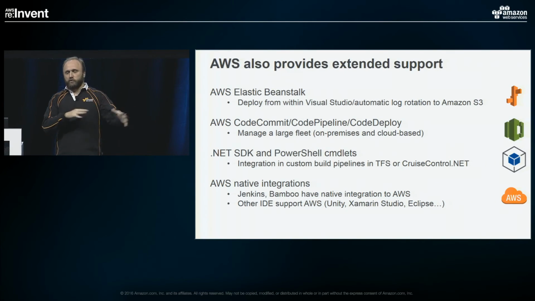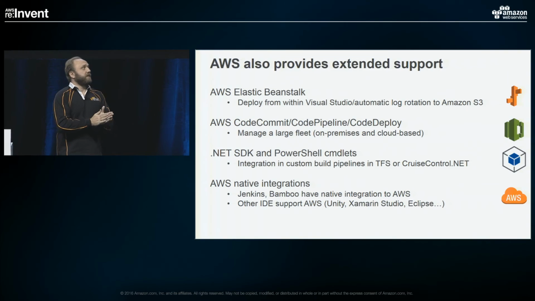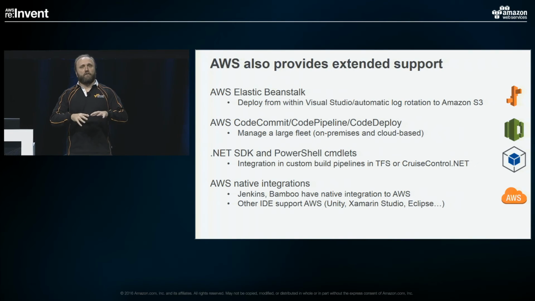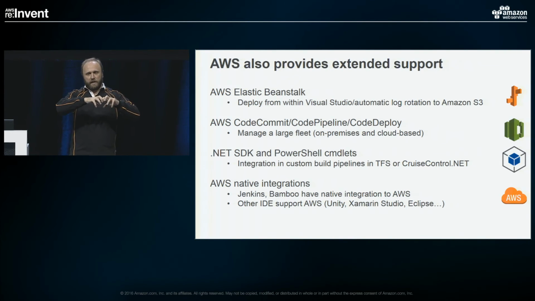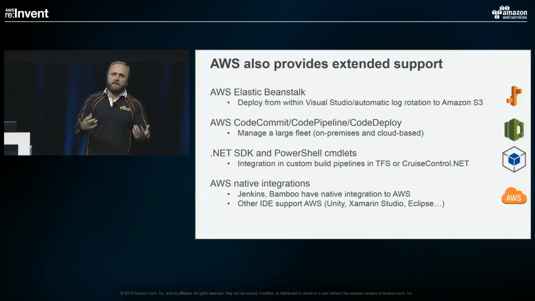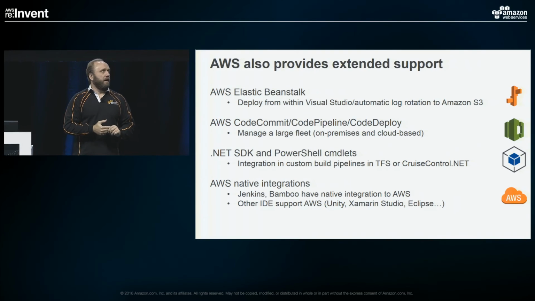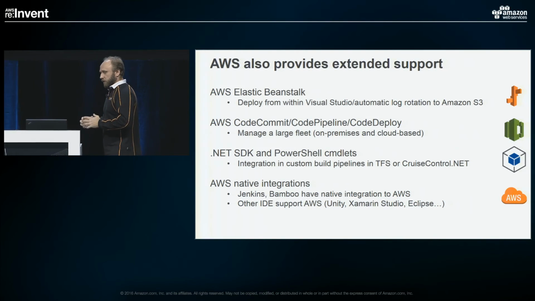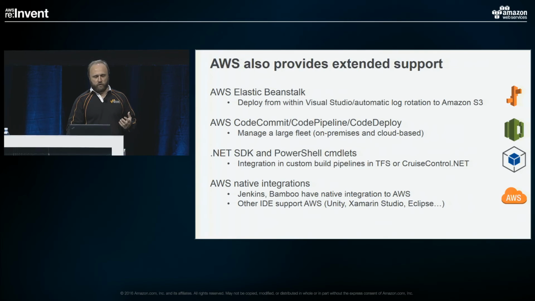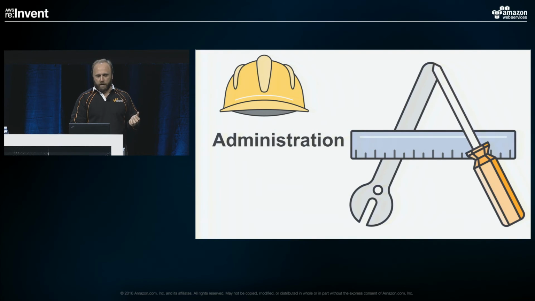And there's CodePipeline on top of all that. CodePipeline is amazing because it provides a workflow for the entire DevOps pipeline, from CodeCommit, CodeDeploy, and other services like Jenkins and so on, all the way from development to test to QA to production. There's the .NET SDK, PowerShell integration that I mentioned, and native integration also into other non-Visual Studio IDEs that you can use.